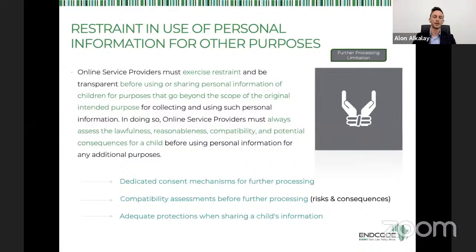So we want a lot more transparency for children and their parents or guardians when they're signing up for a service or a product to specifically and separately provide that kind of consent. We also want compatibility assessments to become an organizational norm, just like a data protection impact assessment, for example. We want compatibility assessments for children when processing their information. And of course, providing adequate protections when sharing a child's information. And that comes in both technical and legal forms, whether it's pseudonymizing or encrypting their information when sharing it, or binding the recipients of their information to certain legal constraints.